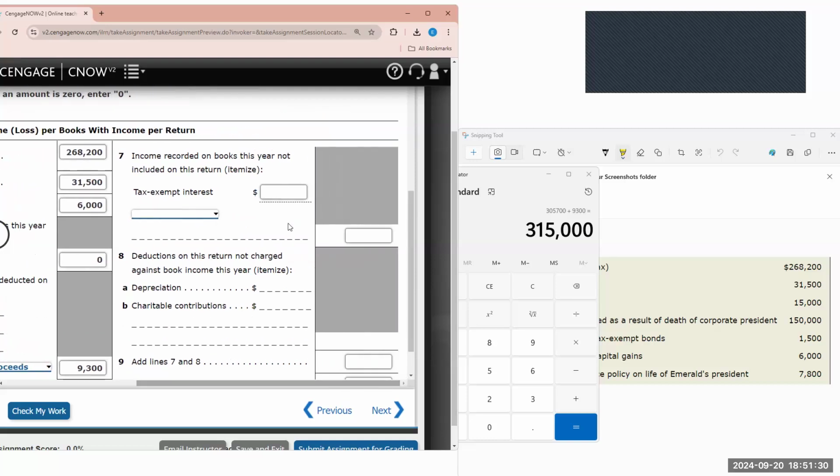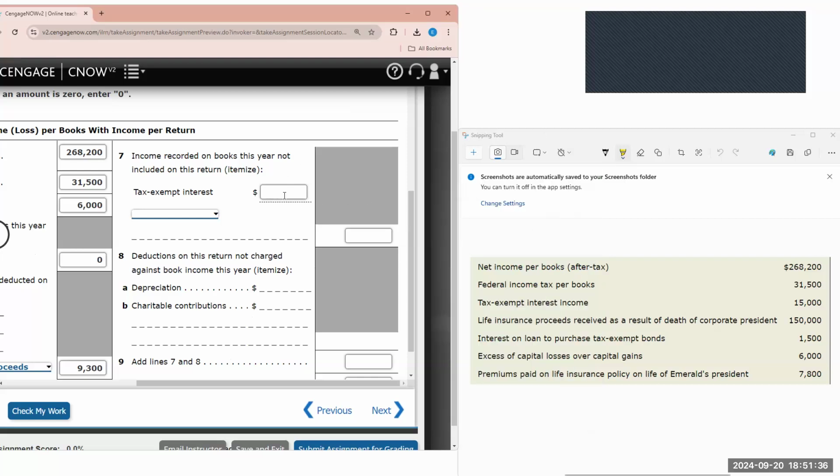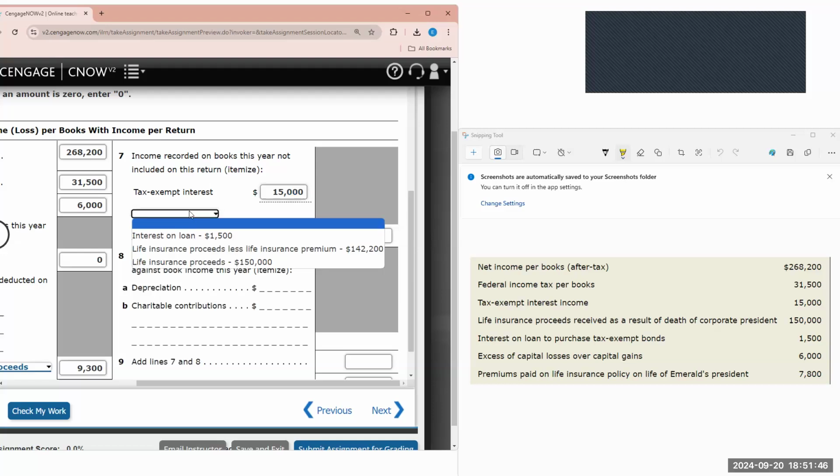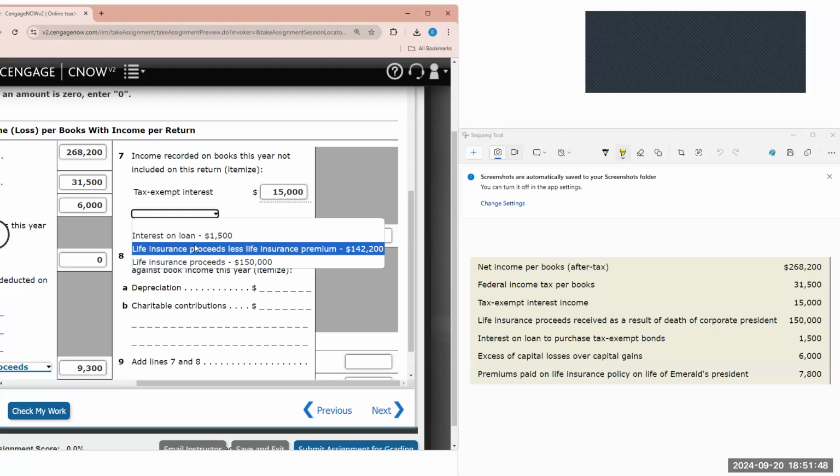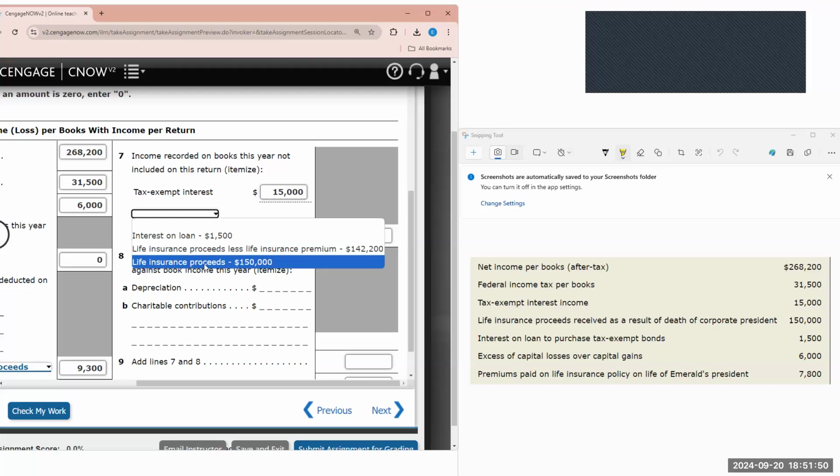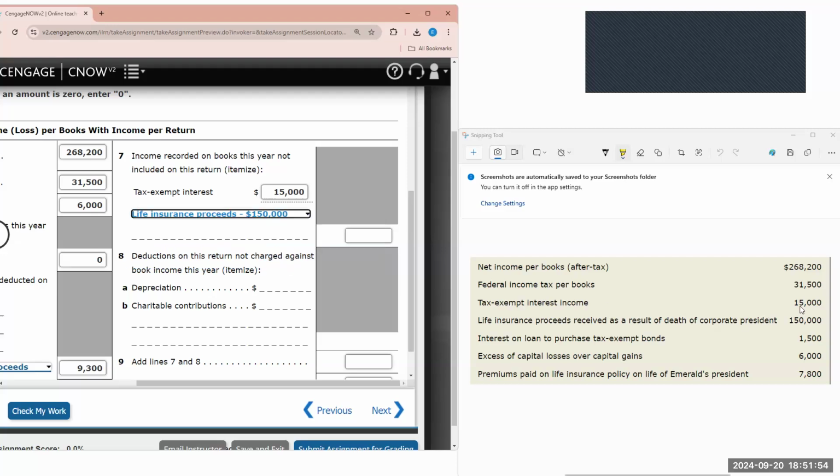Then now we move on to the next side. Box 7 asks us to account for any income that's recorded on the books this year, not included on the tax return. So we have tax exempt interest, as we see, of $15,000. And then the next thing that we account for are the life insurance proceeds of $150,000.